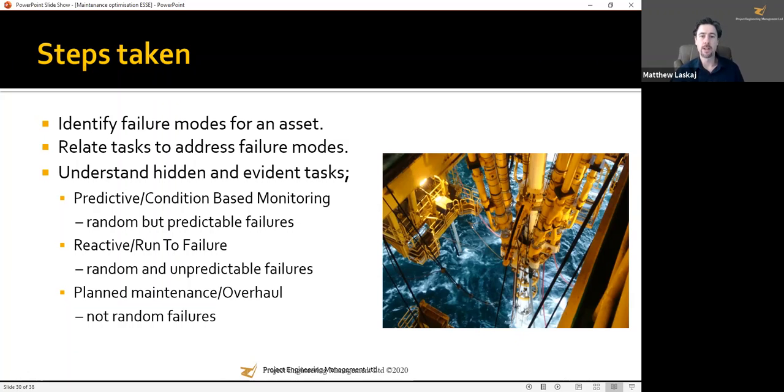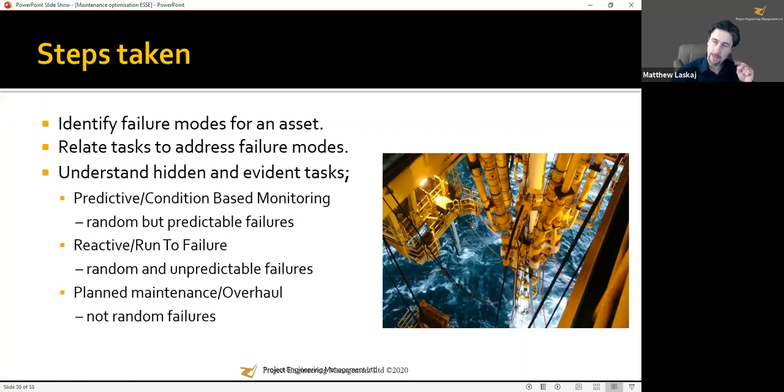Then we've got to decide, is the failure mode evident? So can we see that it's failed? Or is it hidden? Because if it's hidden, we can't see it. We have to go and seek out the failure, because we don't want to press that start button and find that there's a failure that was hidden we didn't know about, for us to get a leak, you know, oil leak into the ocean or something. So understand hidden and evident tasks, and then decide on whether we want to use predictive, reactive, or planned maintenance.